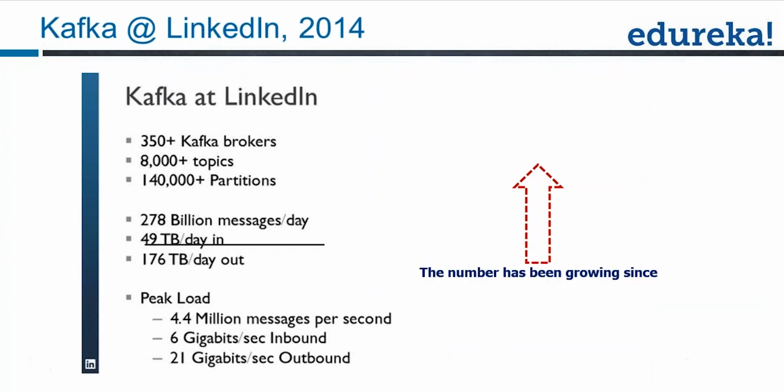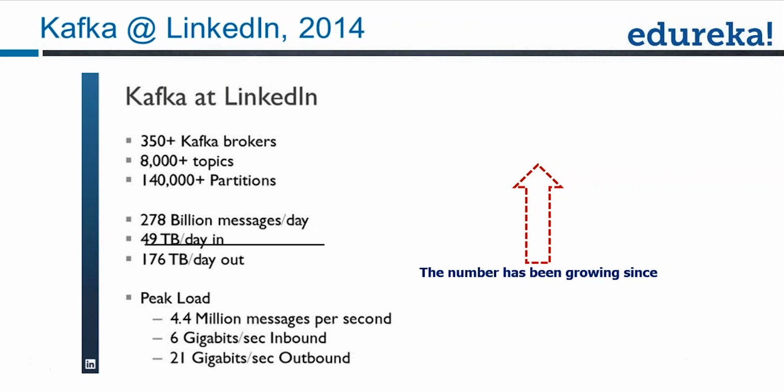Kafka is LinkedIn. Currently at LinkedIn in 2014, this is old data from one of the LinkedIn sites, they say they have 350 plus Kafka brokers, and 8,000 topics. In Kafka terms, the server is called a broker. The application which is pushing messages to Kafka is called the producer, and the application which is consuming the messages from Kafka is your consumer.